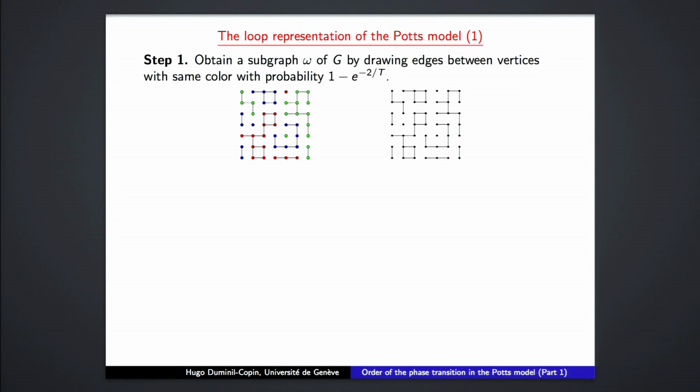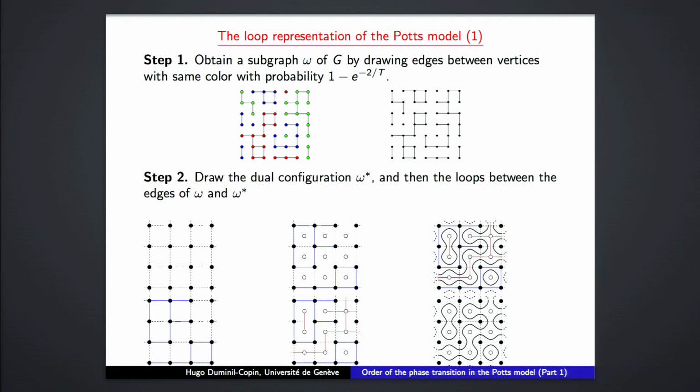And what you get when you forget the coloring is a subgraph of your original graph. Okay? It's the same set of vertices, just the set of edges is a subset of the set of the original edges. And that's step one. In step two, we are going to transform this into a loop model. So let's take the square lattice.